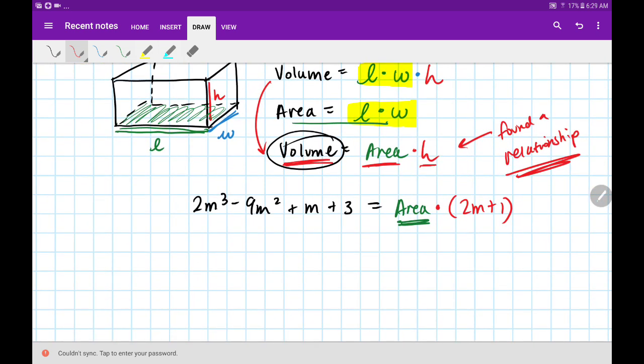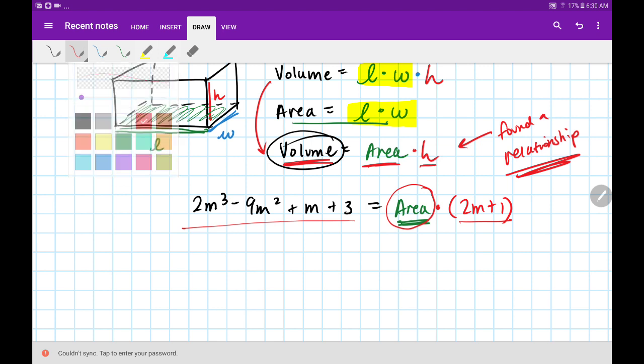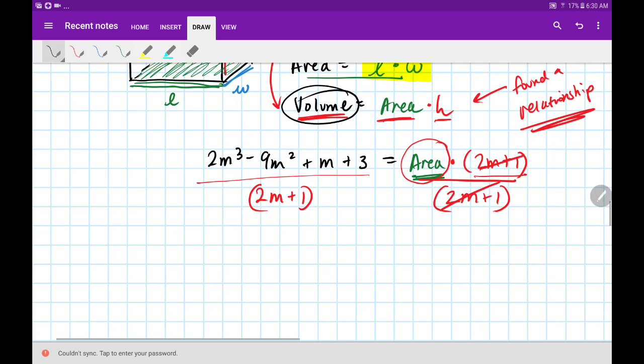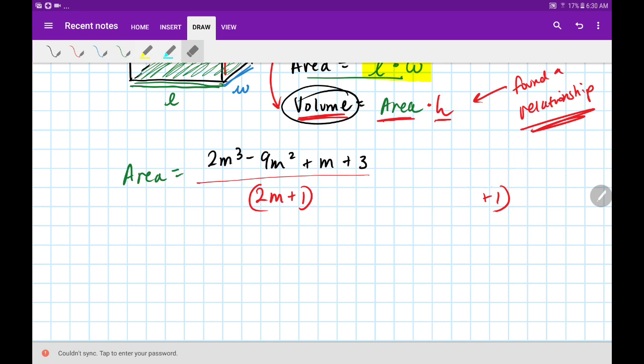So if I know this information but I need to solve for area, that means I need to get area by itself. Area is being multiplied by 2m plus 1, so to isolate area, I'm just going to divide both sides by 2m plus 1. That's going to leave me with area all by itself. So if I rewrite this really quick, I can see that the area of the base is equivalent to this division right here.